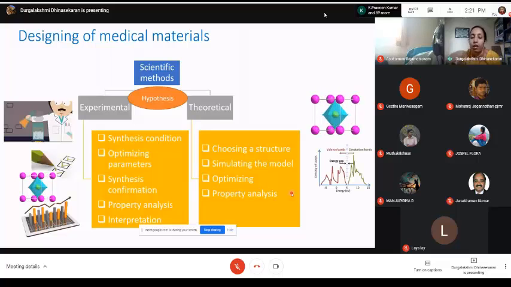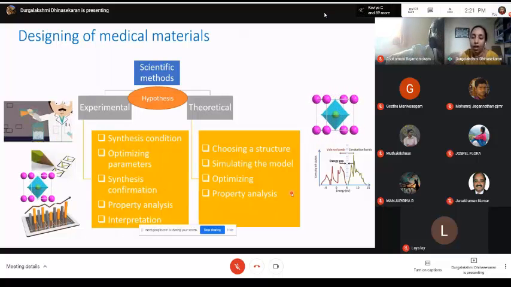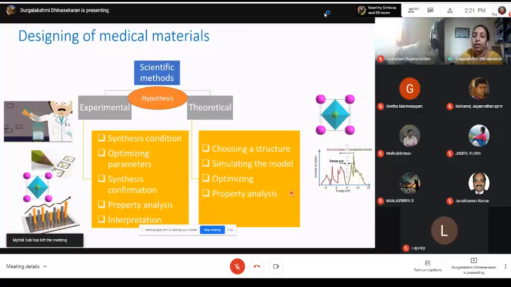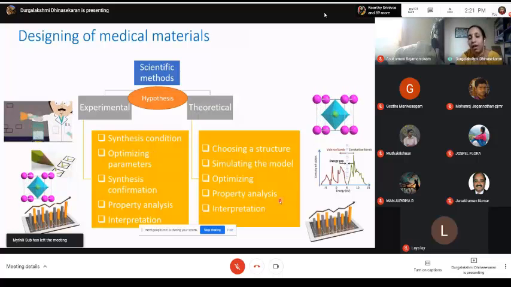Like for mechanical property, there will be different software tools, and for understanding optical property, even for application kind of thing, there is a different software tool. They will run and simulate it in a theoretical network, and they will understand the results and interpret them.